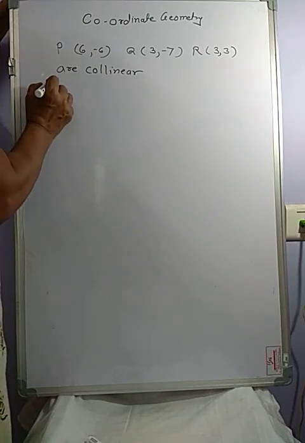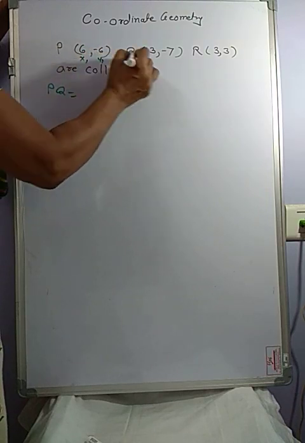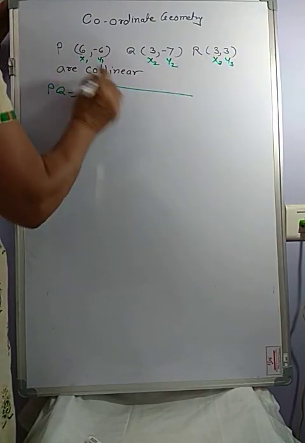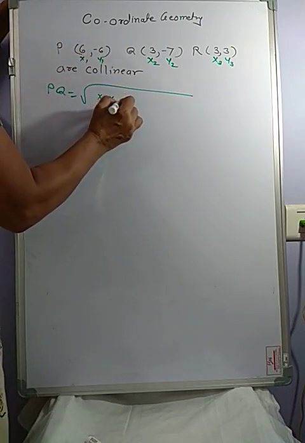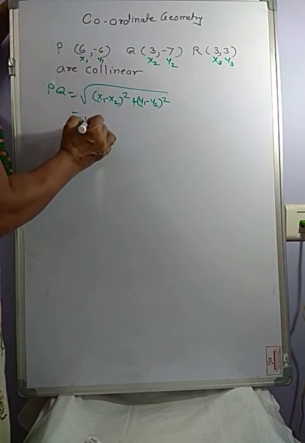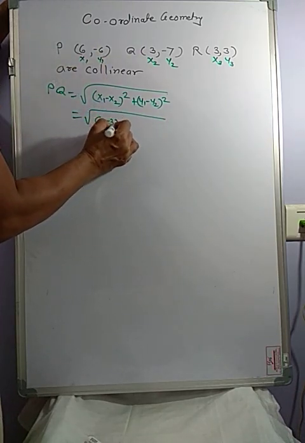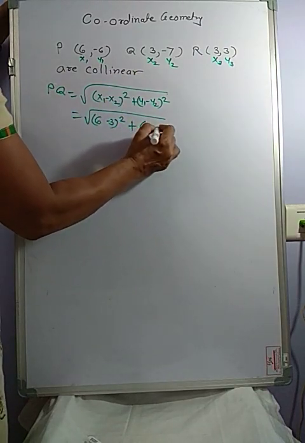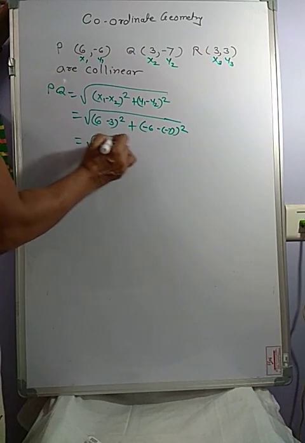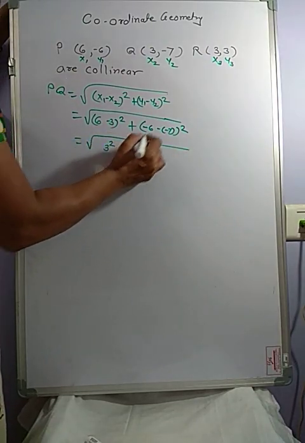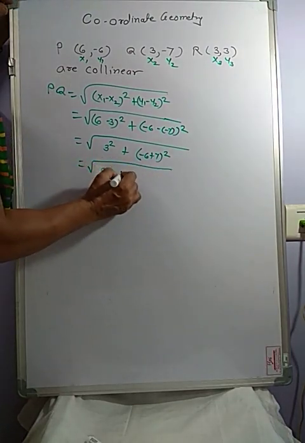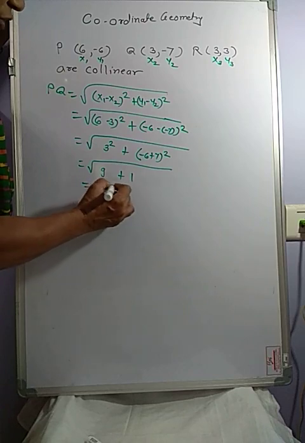According to the distance formula, with x1, y1, x2, y2, x3, y3, PQ is equal to the square root of (x1 minus x2) whole square plus (y1 minus y2) whole square, which is equal to the square root of (6 minus 3) square plus (-6 minus 7)... that is, (6 minus 3) square, 3 square, plus (-6 plus 7) square, which is the square root of 9 plus 1, the square root of 10.